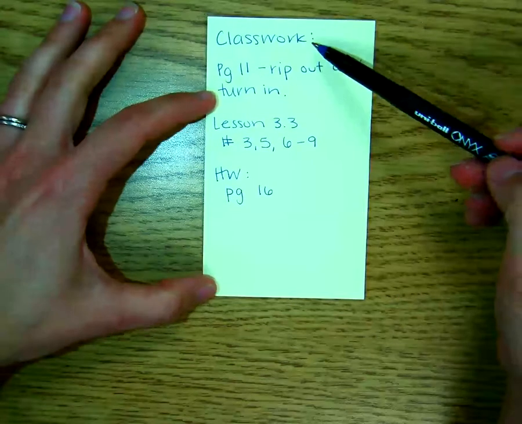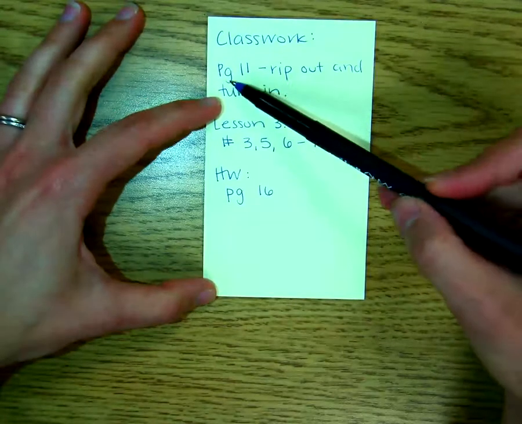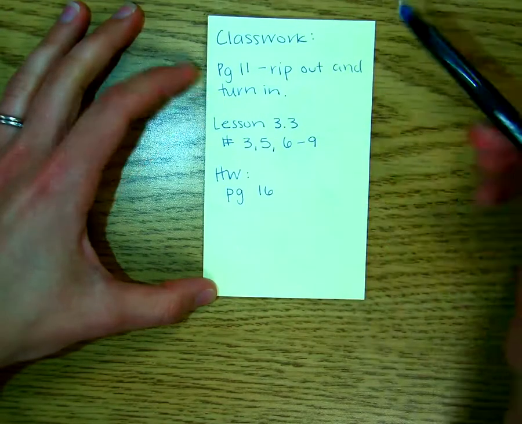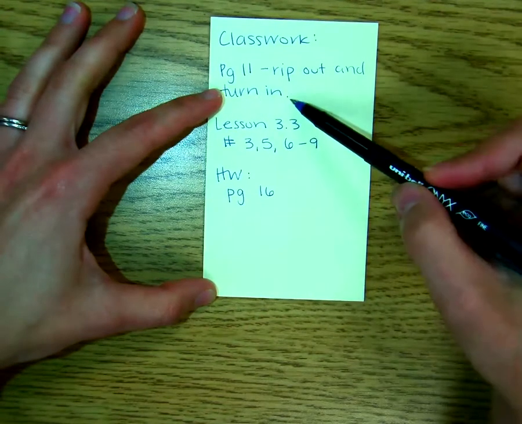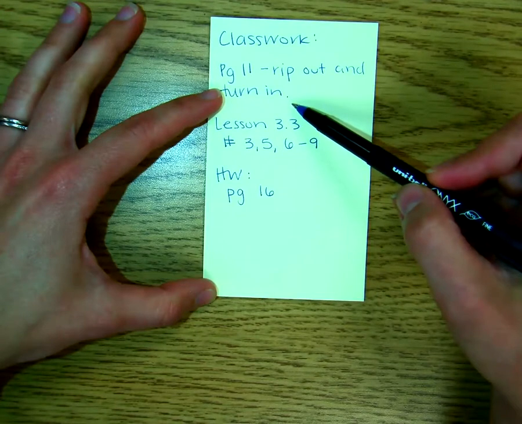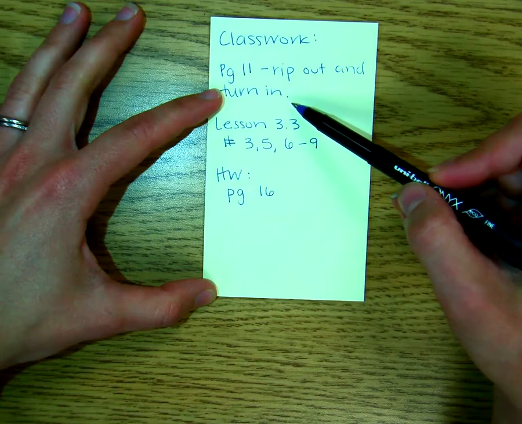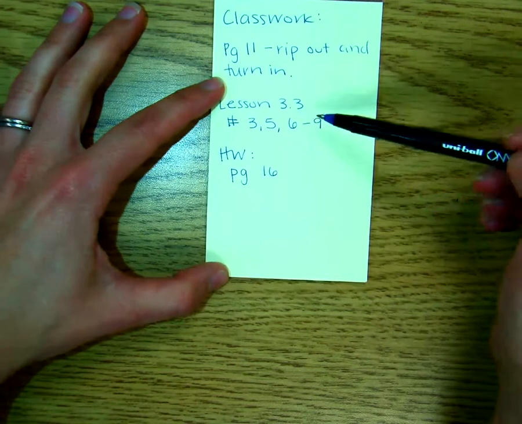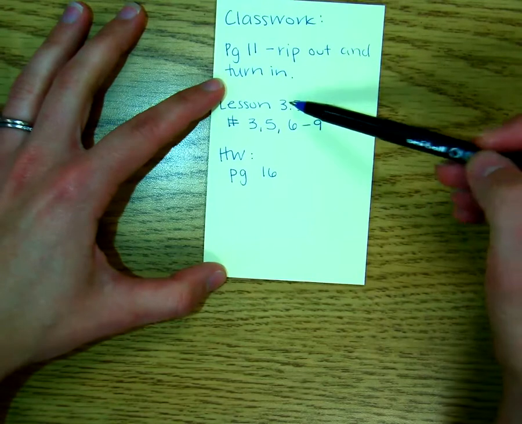Your classwork today, to start with, you're going to do page 11, which is homework from 3.2. You're going to rip it out and turn it in. You are doing this by yourself. You have to write an explicit and recursive formula for each of the tables that are given. Then you're going to go back and continue on with what we just did, lesson 3.3.